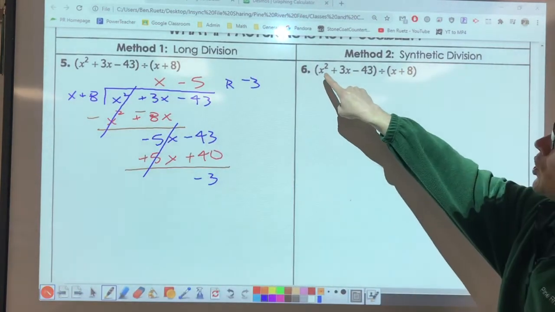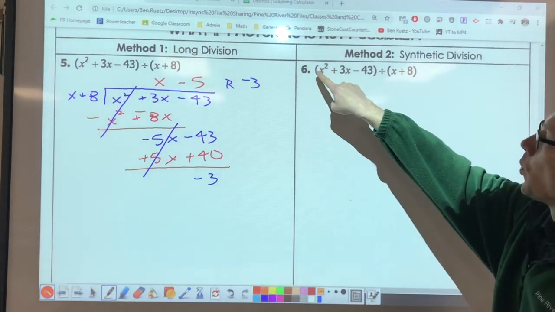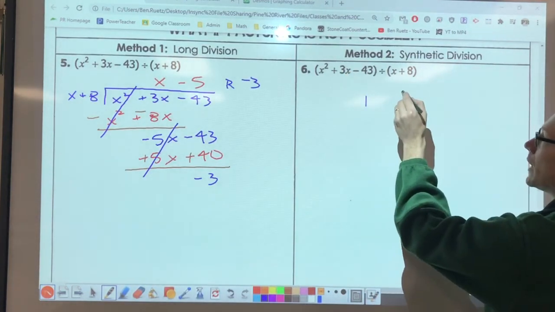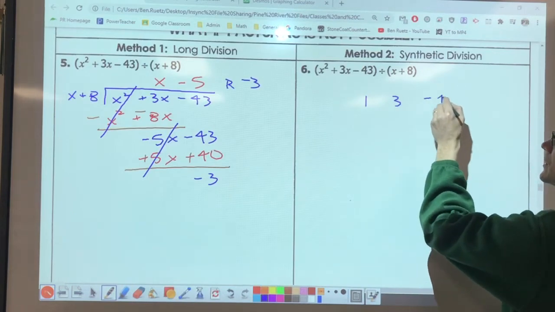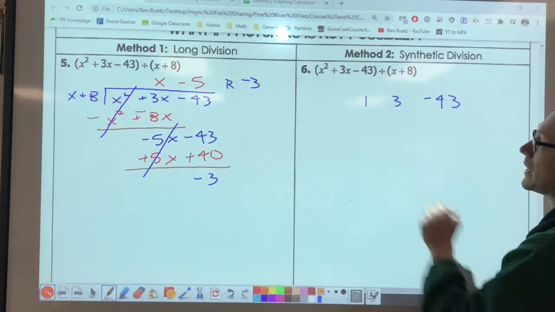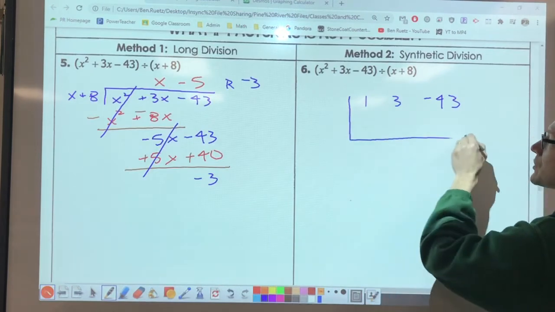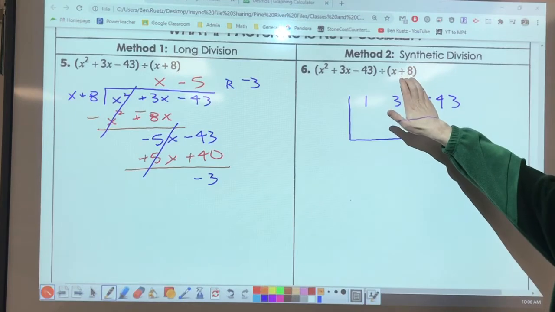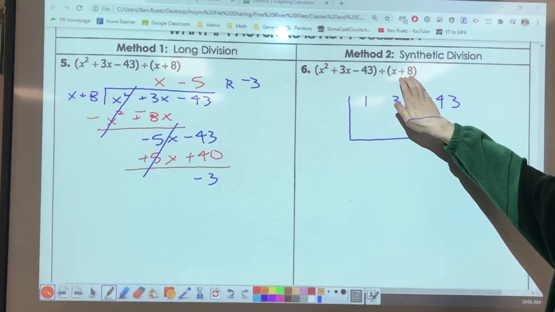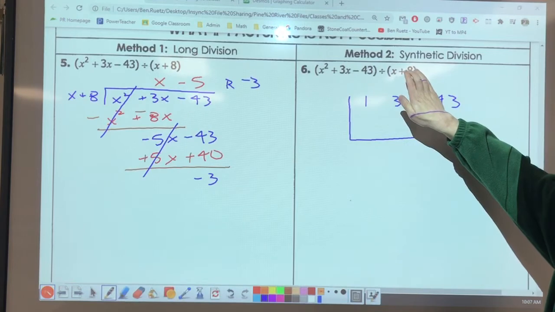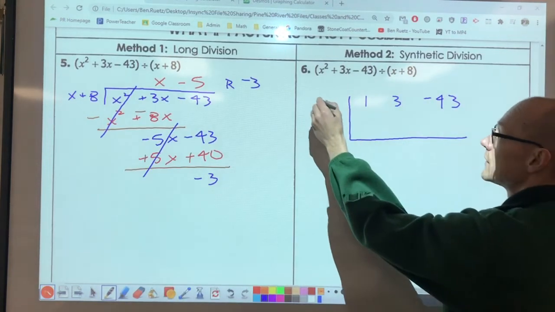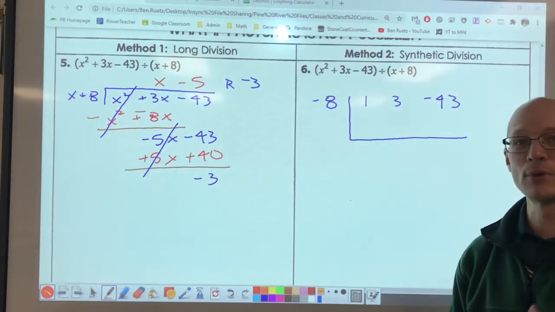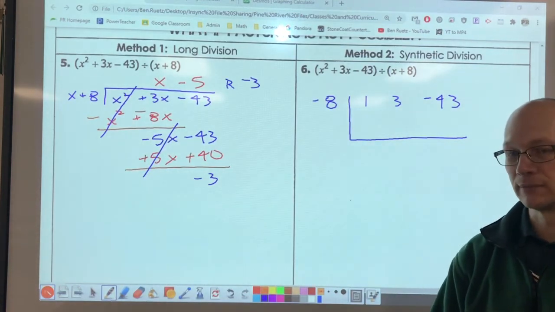the coefficients, 1, 3, and negative 43, and they wrote those down as 1, 3, negative 43, and they put a big box around it, leaving a bunch of room to fill in. And then they took this and they set this equal to 0 and solved for x. And that gave -8, the opposite of this.